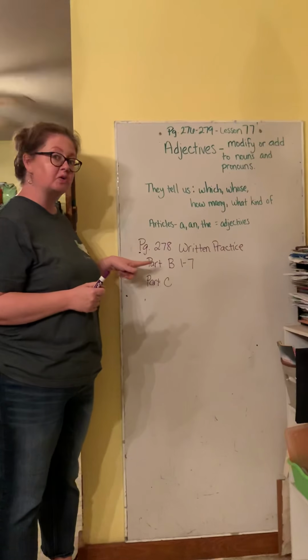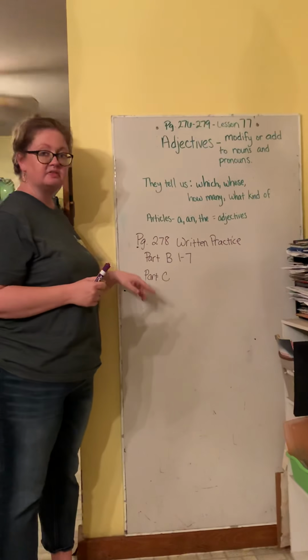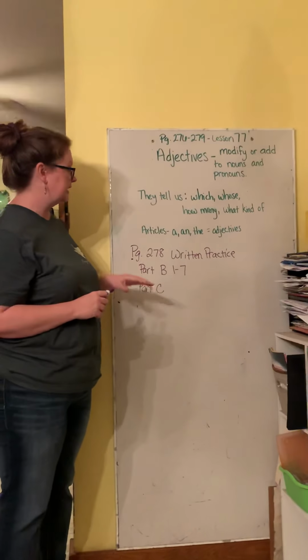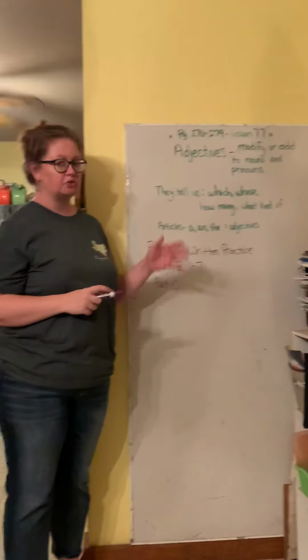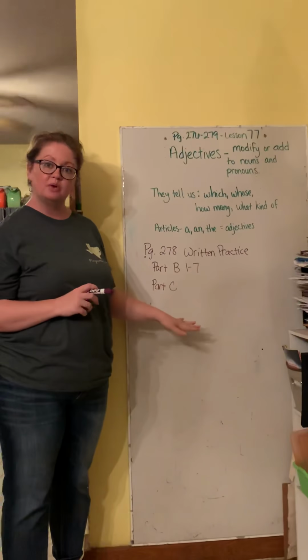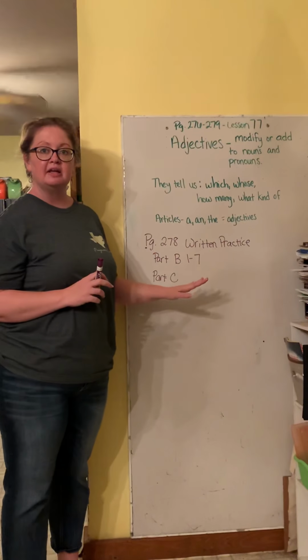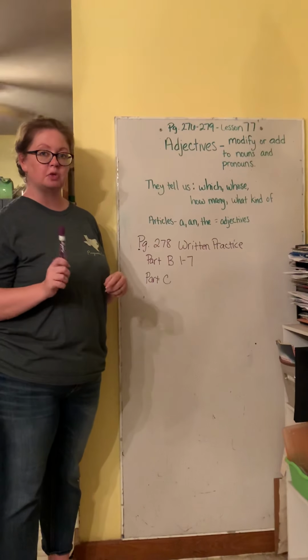So part B, you're going to diagram. And part C, you're going to write adjectives describing the few words that they give you, okay? So that's your assignment for today, for Tuesday, the 23rd, I believe. And let's see where we get on that. And tomorrow we will talk a little more about adjectives. So that's grammar today for 4th grade.